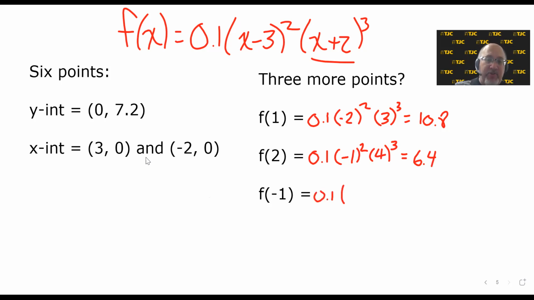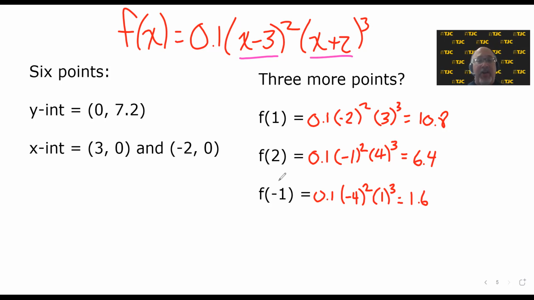And then lastly, when we put in -1, we'll get 0.1. In the first parentheses, we put in -1, we get -1 minus 3 is -4. That parentheses is squared. And if we put -1 in the second parentheses, -1 plus 2 is 1. We get 1 to the third power. 1 to the third power is 1. -4 to the second power is 16. 1 times 16 is 16, and then multiply times 0.1 to get 1.6. Again, I would expect you to use a calculator to do this.